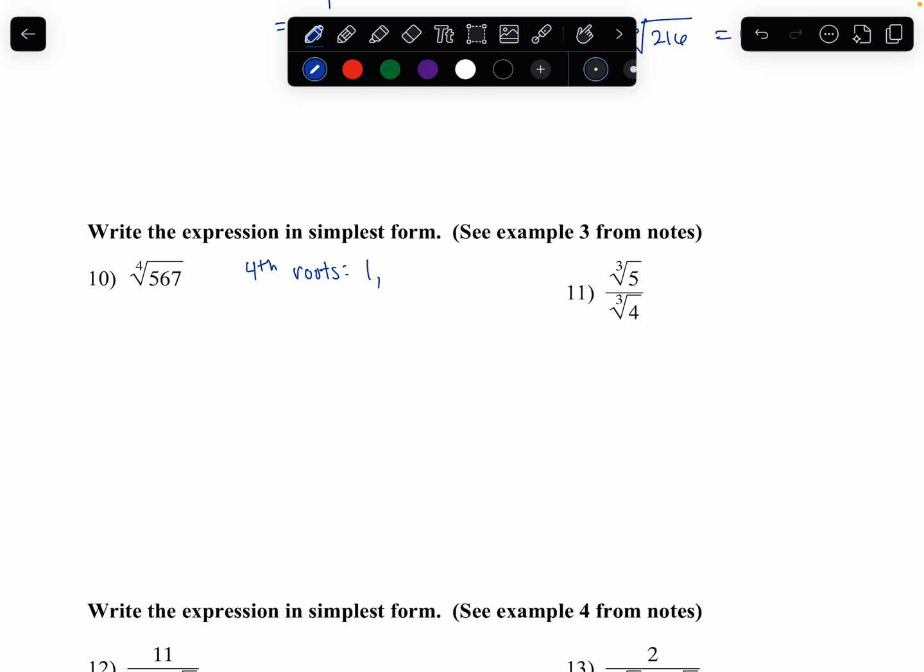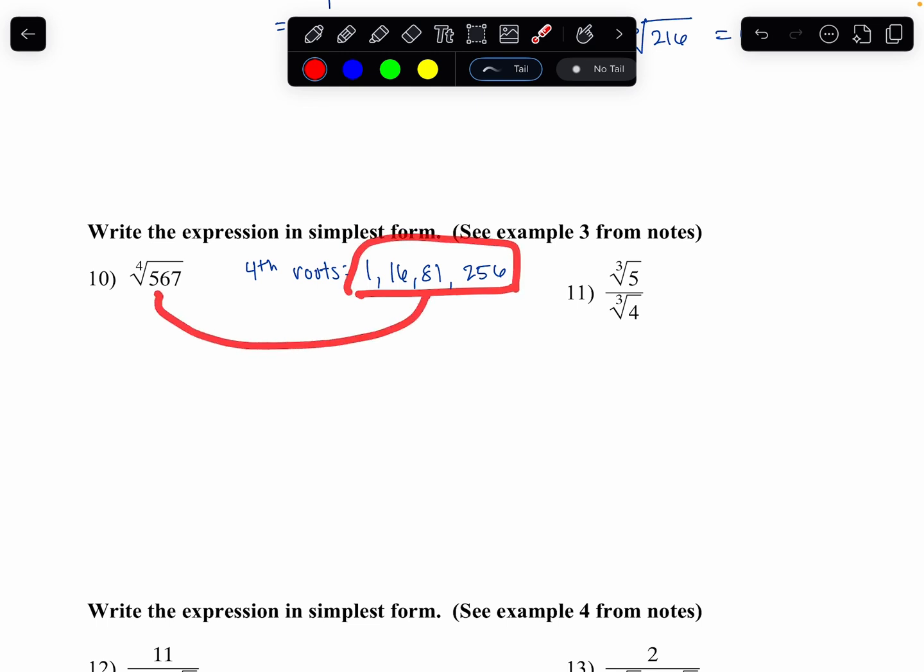Always 1. 2 is not, so you can do this by doing 1 to the fourth. 1 to the fourth is 1, and then 2 to the fourth is 16. 3 to the fourth is 81. 4 to the fourth is 256. Okay, I don't think we need to bother going much further than that. So I'm going to see if any of these numbers right here divide perfectly. I'm going to start with this one, see if this divides into that. So 567 divided by 256, it does not divide into it.